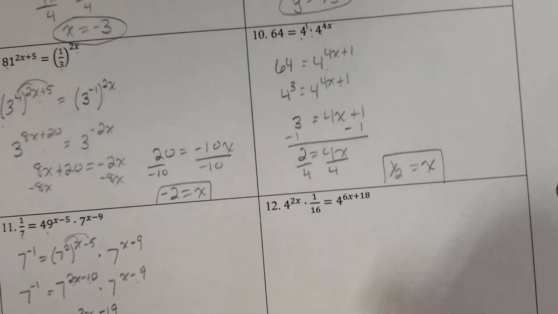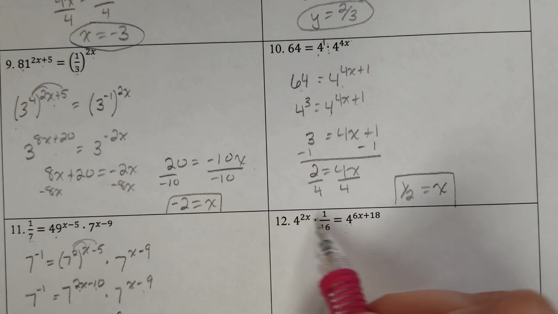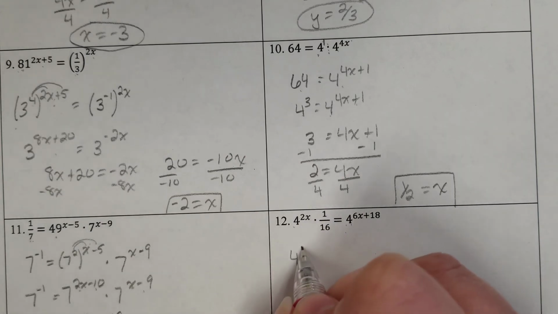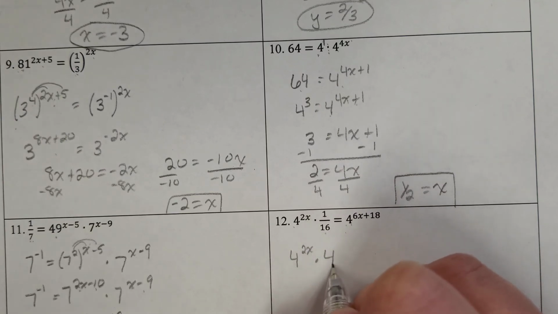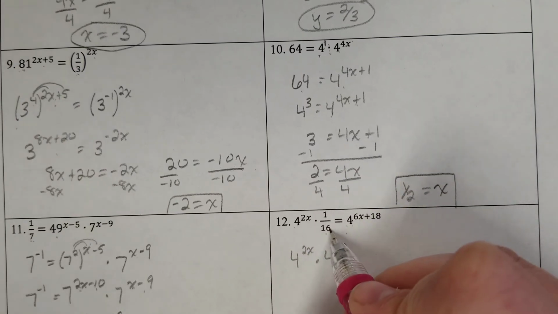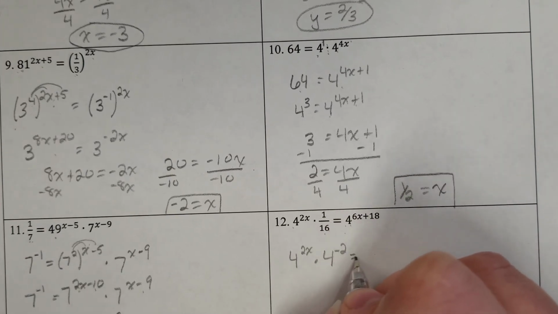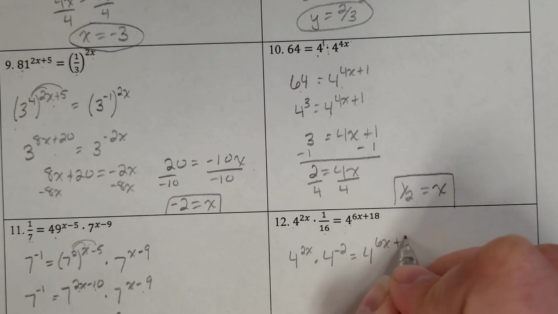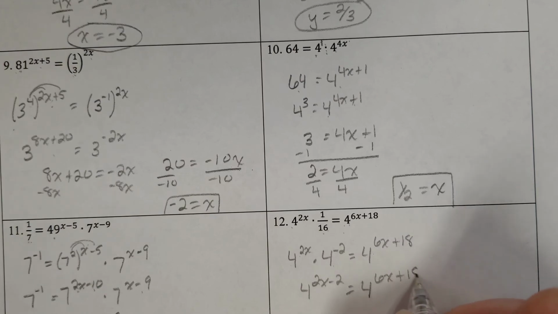All right, and then number 12. So we have several bases here, but it looks like 4 is our common base. So we're going to keep this 4 to the 2x. And then we're going to change 1/16 to 4 to the negative second, because 4 squared is 16, and the reciprocal of that needs a negative exponent, equals 4 to the 6x plus 18. And then we have our common bases over here. So we're going to add the exponents. So 4 to the 2x minus 2 equals 4 to 6x plus 18.